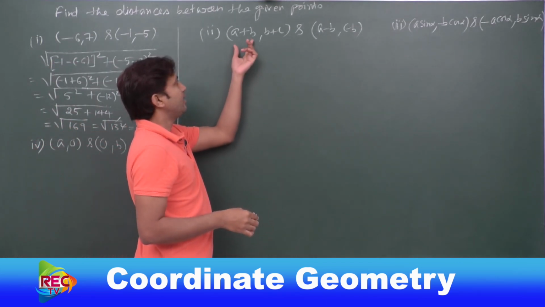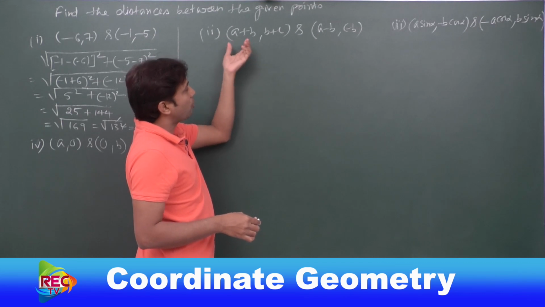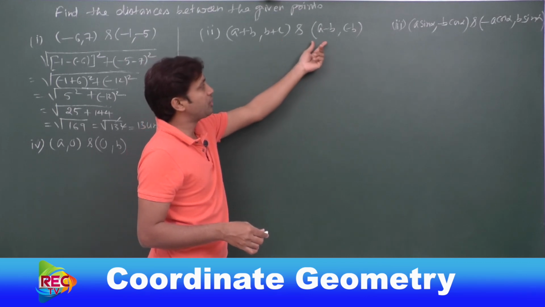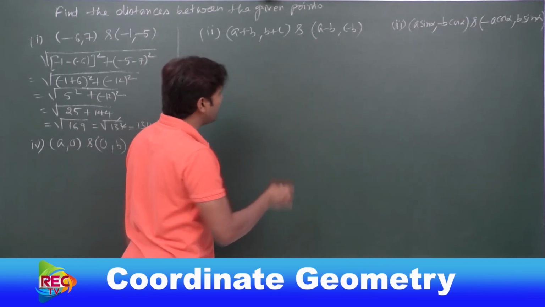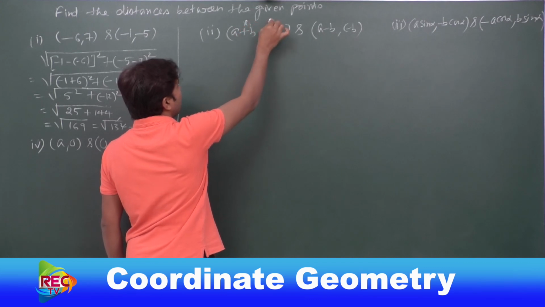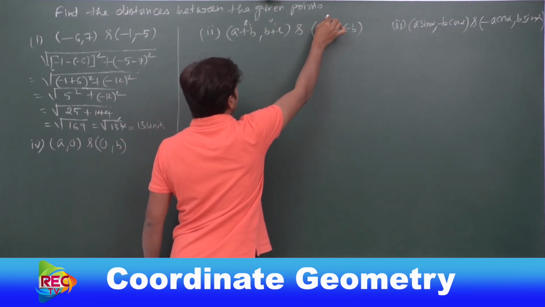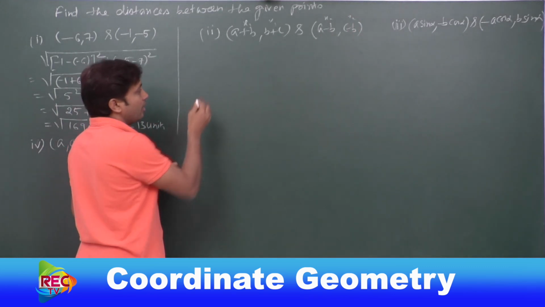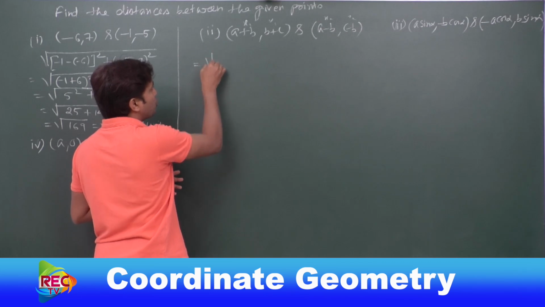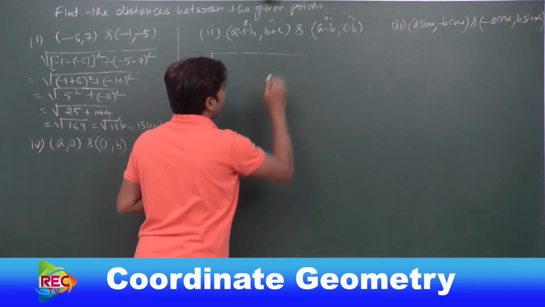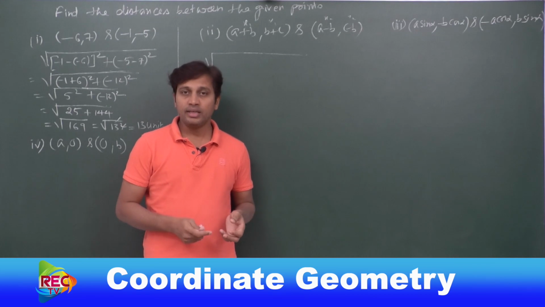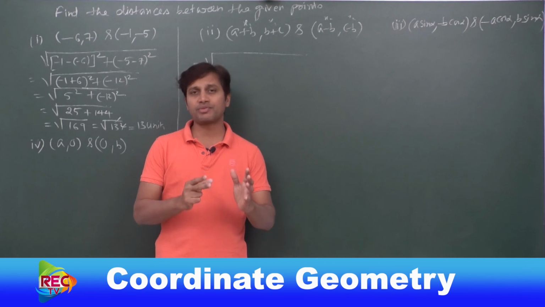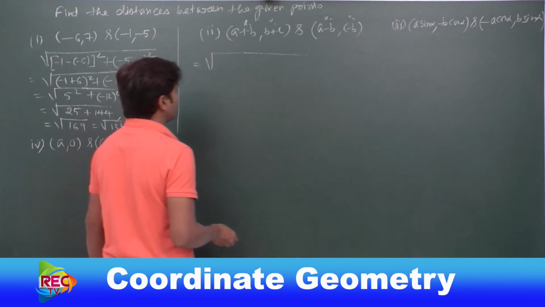See this here. The coordinates are given like (a + b, b + c) and (a - b, c - b). Here the coordinates would be x1, y1, and consider this as x2 and y2. Understood? So now when you want to find out the distance between these 2 points, what is the formula for finding that again? Under square root (x2 minus x1) whole square plus (y2 minus y1) whole square. Understood?